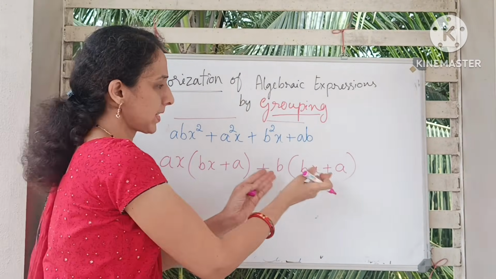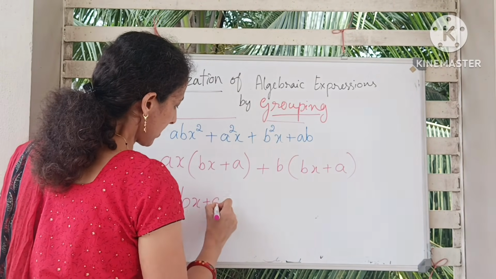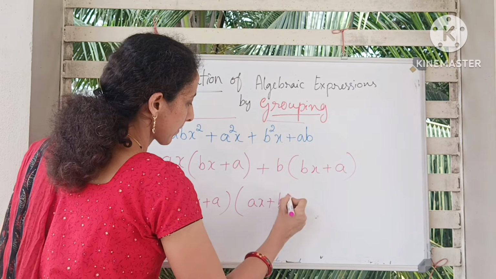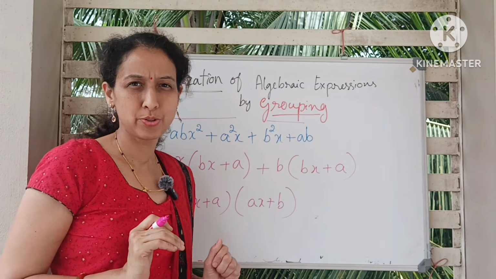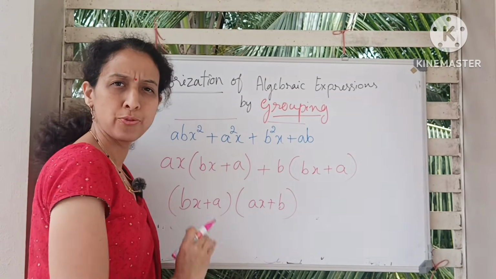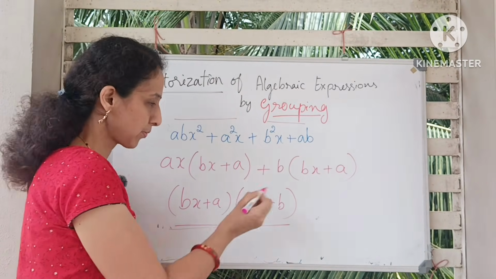So inside I found bx plus a common. So let's put bx plus a here multiplied by ax plus b according to the distributive property of multiplication over addition. Now we have factorized this big algebraic expression into 2 factors.